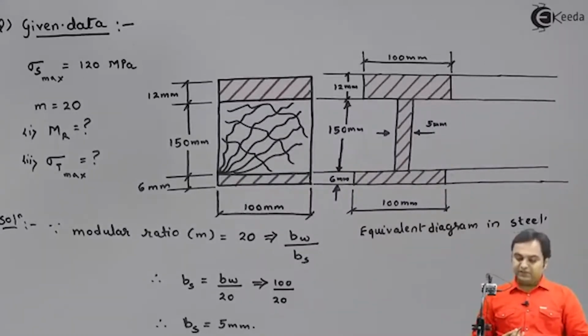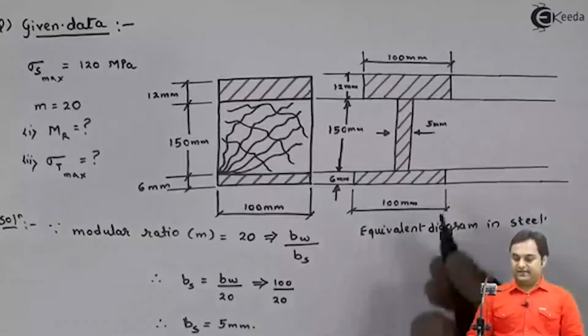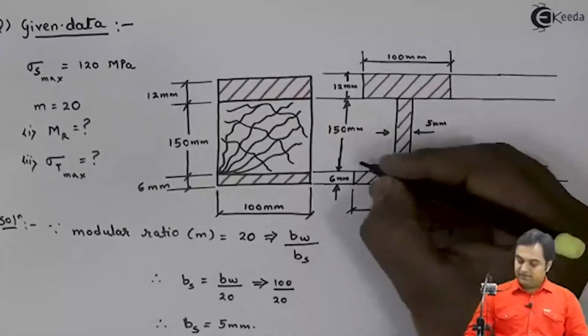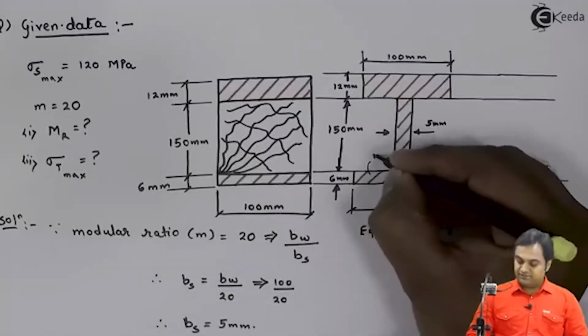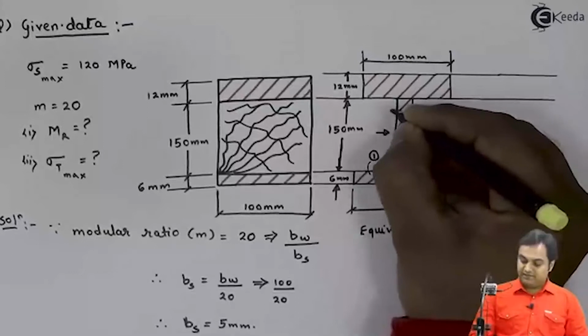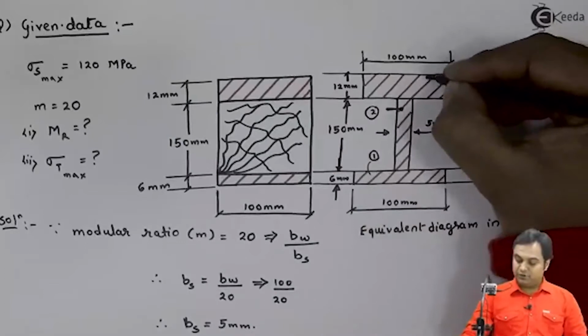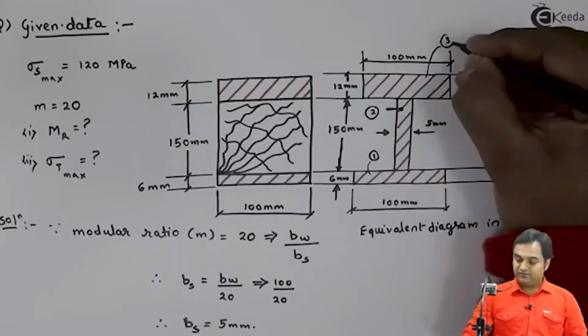So I need to get the location of neutral axis here. Neutral axis, as we know, is that axis at which the bending stress is 0. So I need to know where this axis is in the section. For that purpose, I would be dividing this entire figure, this I section, into 3 different sections. This would be my first section, here I have my second section, and at the top I have my third section.